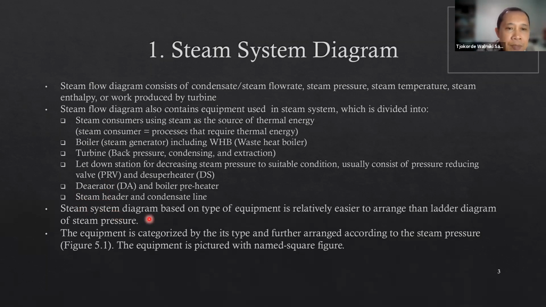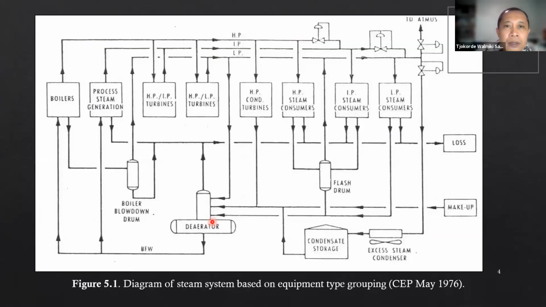So a steam system diagram based on the type of equipment is easier to arrange than a ladder diagram of steam pressure. This might not make sense now, but it will in a few minutes. The equipment is categorized by its type and further arranged according to the steam pressure. The equipment is pictured with named square figures, like this. This is called a steam flow diagram, or some people call it a UFD, utility flow diagram for steam. These are the steam generators, the boilers.